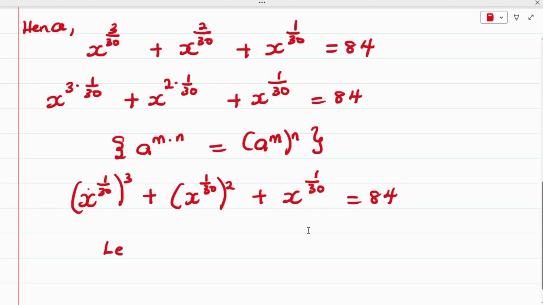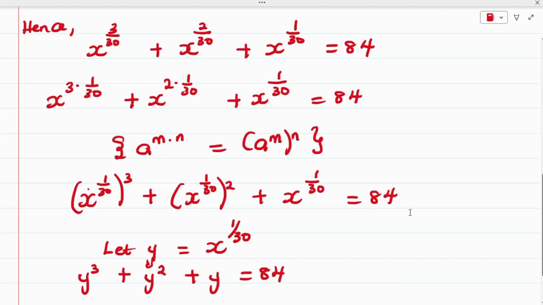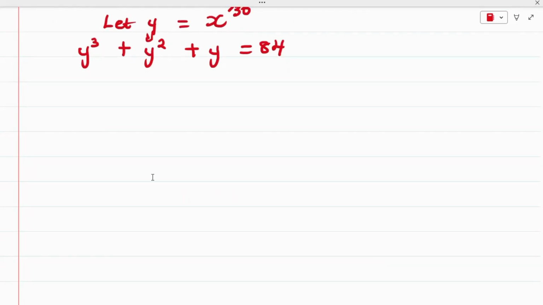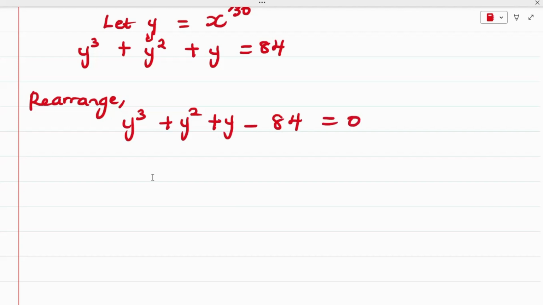So right here we're going to say let y be equal to x raised to the power of 1 over 30. So at this point we have y raised to the power of 3 plus y raised to the power of 2 plus y, and this is equal to 84. Alright, so at this point we want to simply rearrange this and set the equation to 0. So by doing that, we have y raised to the power of 3 plus y raised to the power of 2 plus y minus 84, and this is equal to 0.